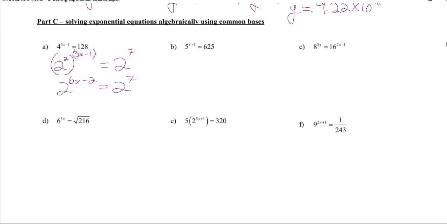As soon as the bases are the same, then we can make the exponents equal to each other. Right? So now we can basically drop the bases and just say that means that 6x minus 2 is equal to 7, which means that 6x is equal to 9, which means x is 9 over 6, but that reduces to 3 over 2. So x is 3 over 2.